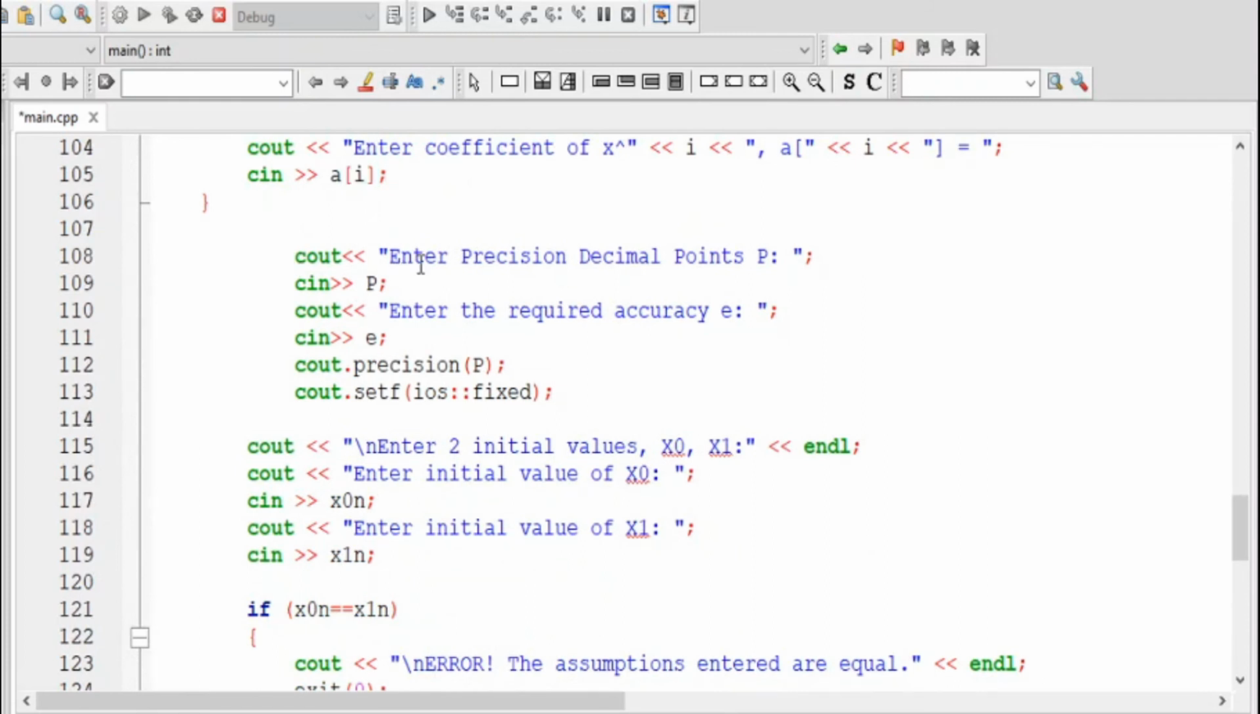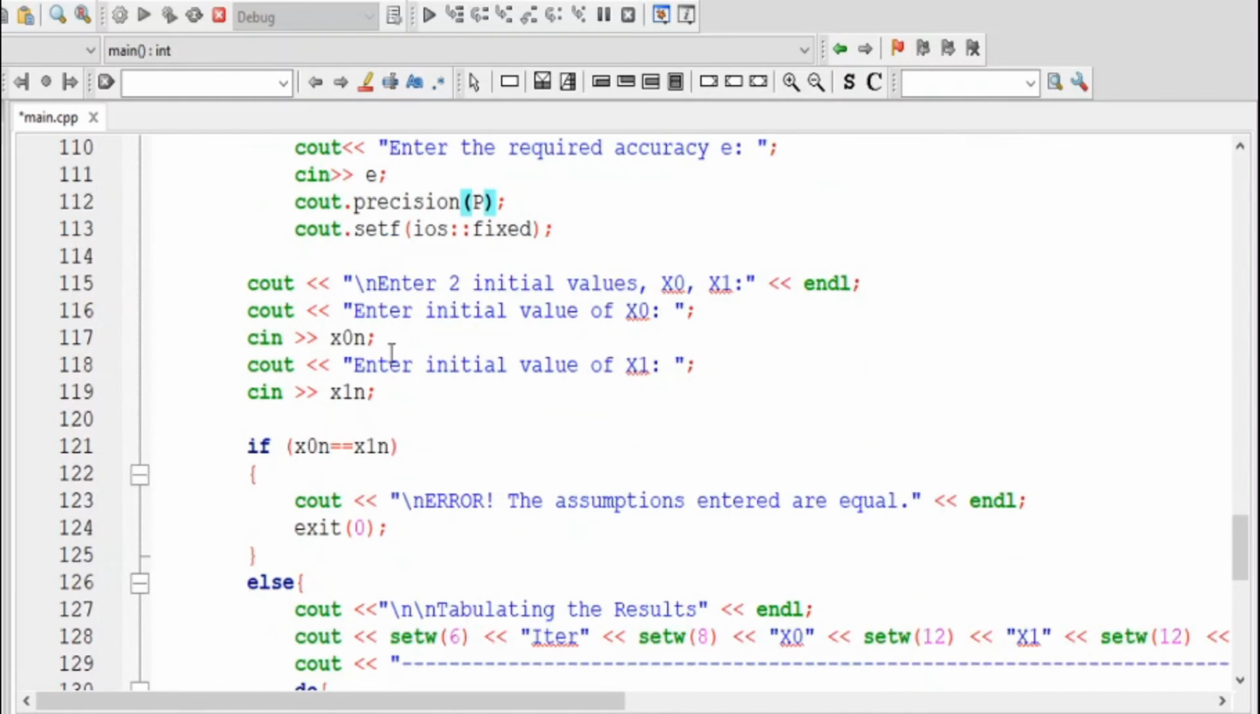And then we will print "Enter precision decimal points P", which will be saved inside P, and then "Enter the required accuracy E", and then set precision P. The P will be called from here. For example, 6 decimal places, and this will fix the desired precision throughout the program.